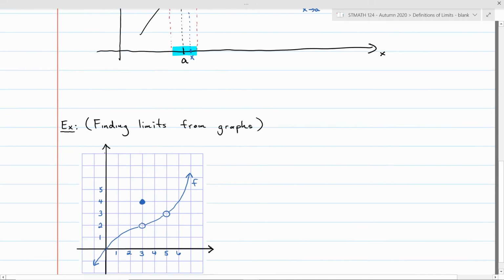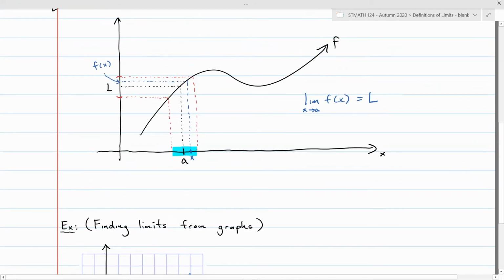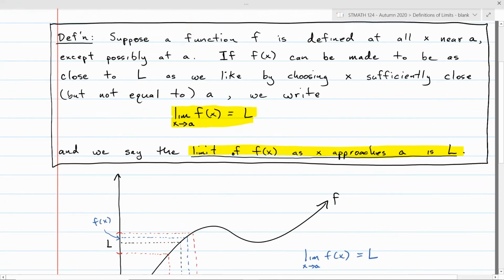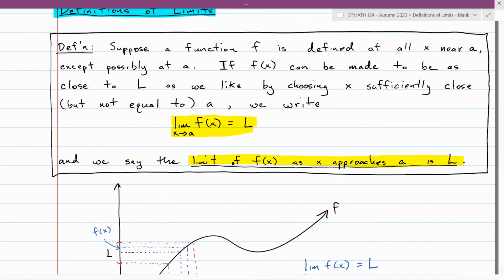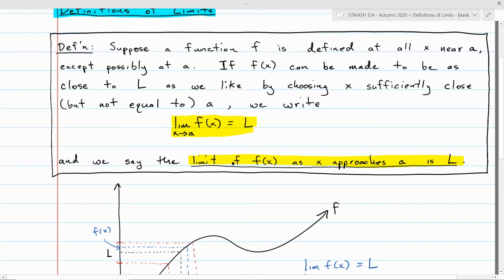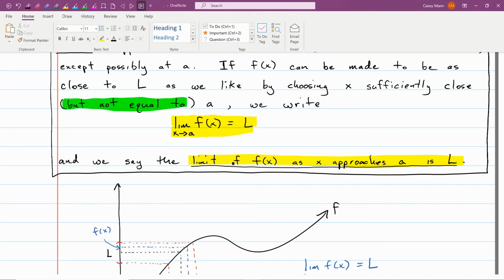One thing that's very important in this definition, which I will highlight here: we can make f of x as close to L as we want by choosing x sufficiently close but not equal to A. So when we're thinking about limits, we really have to avoid thinking about exactly what happens at A and only think about what happens when x is close to A.